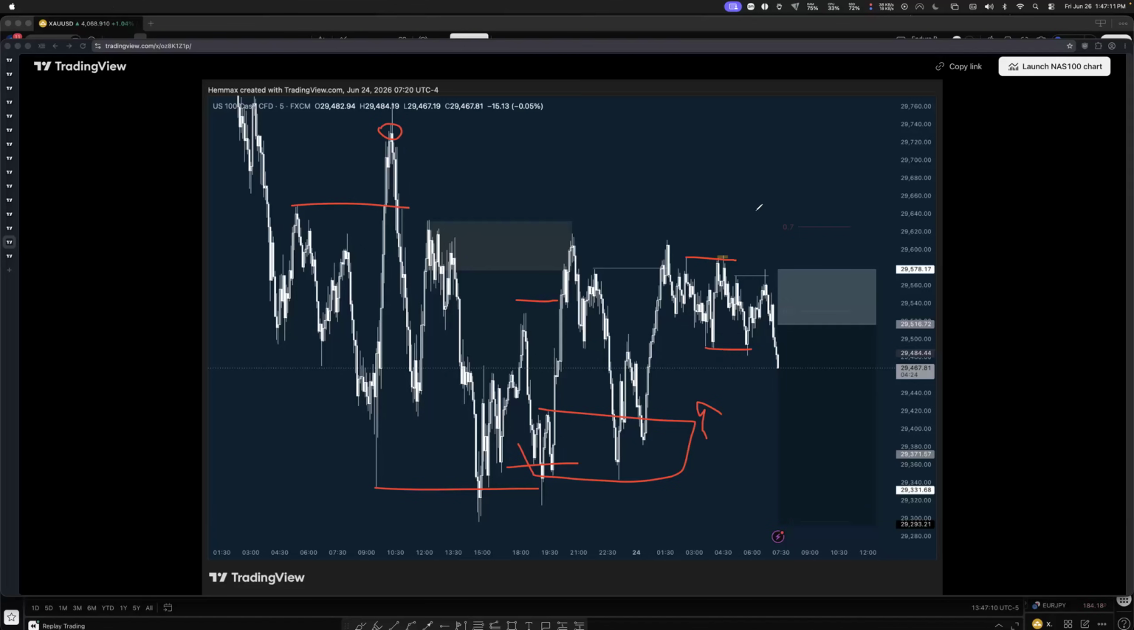So this is better because there's a little bit more of a clear directional bias here. But the problem with wanting to carry this is that this shouldn't be sweeping anymore. But there's also no clear POI here. So I don't like the scenario at all.